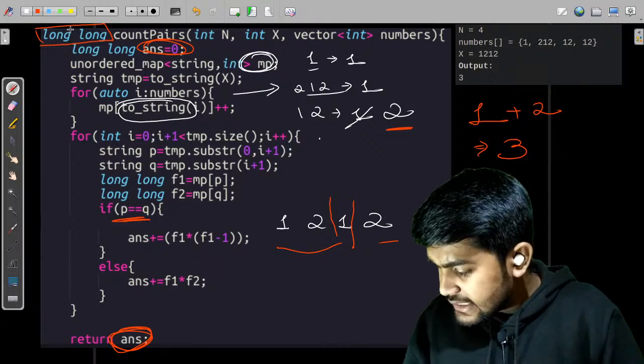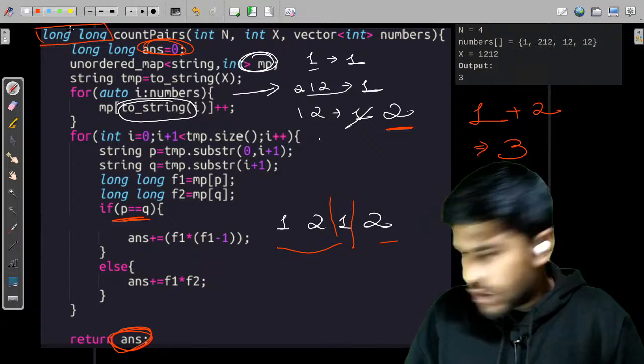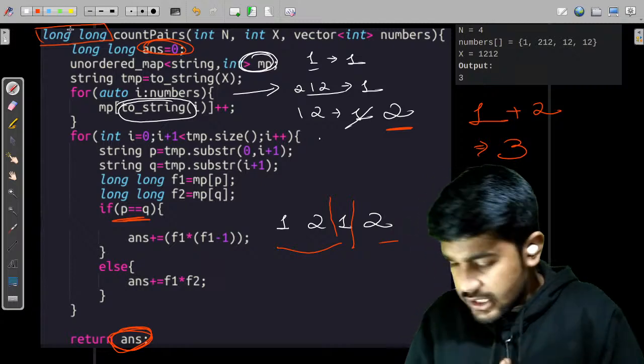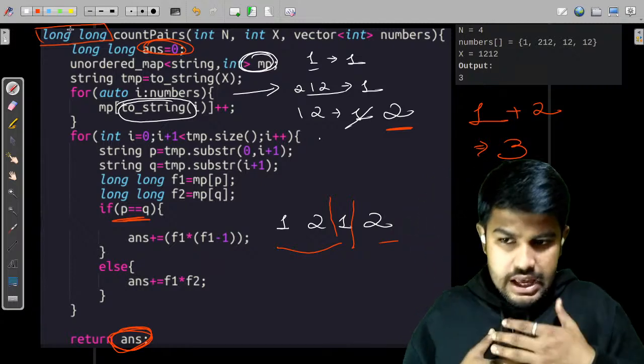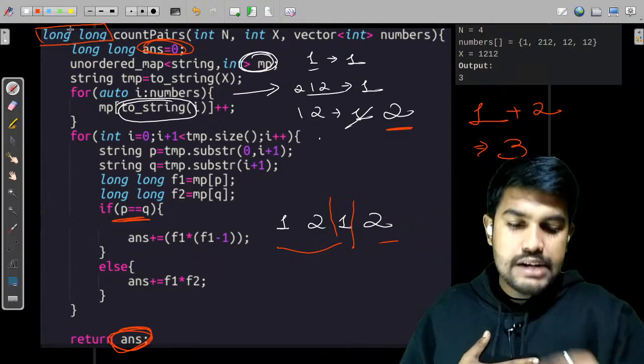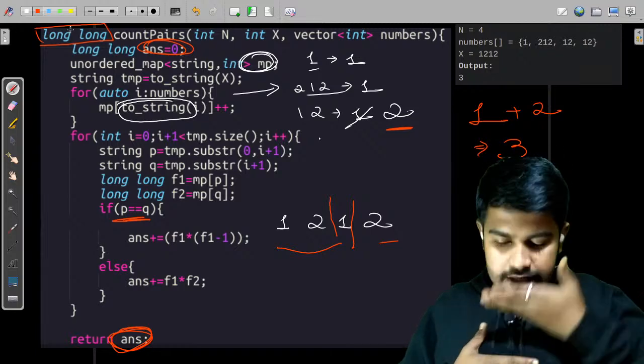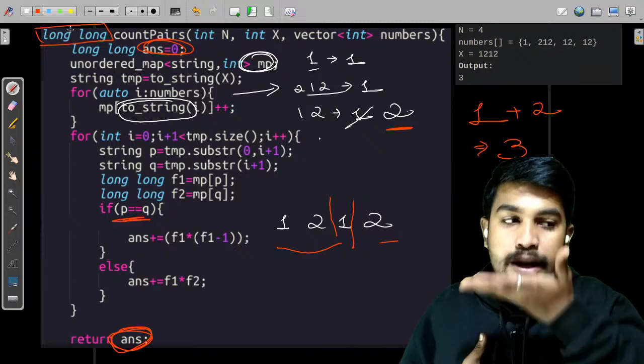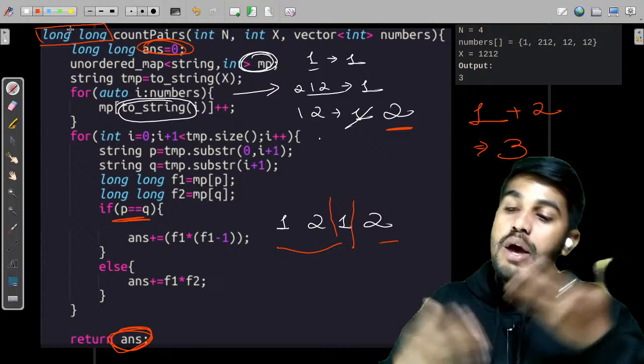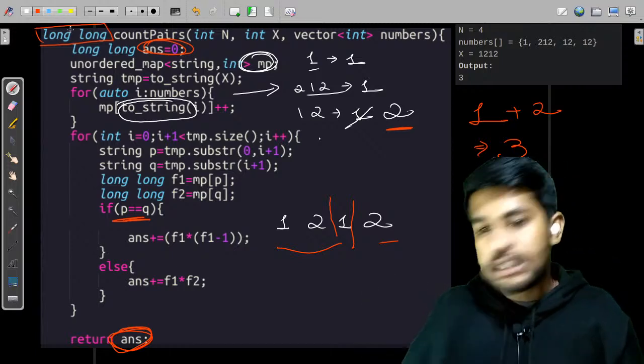Time complexity is n square. No, the time complexity is not n square. Why? Because I have already known how many partners I have up to here, how many partners up to here, how many partners up to here. I already know this. So this is not n square.